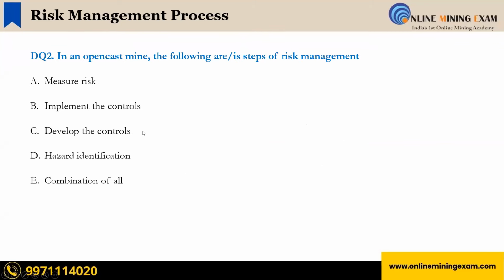All right. So this is the question number 2, which has been asked in the DGMS exam. You can read the question and then answer. In an open cast mine, the following are steps of risk management: measure risk, implement the control, develop the control, hazard identification, and E is combination of all. Read the question and then answer. Okay, these are all questions which have already been asked in the DGMS exam.